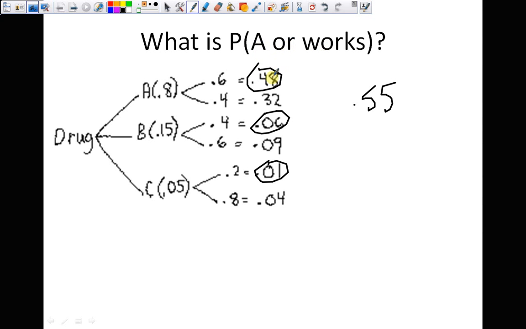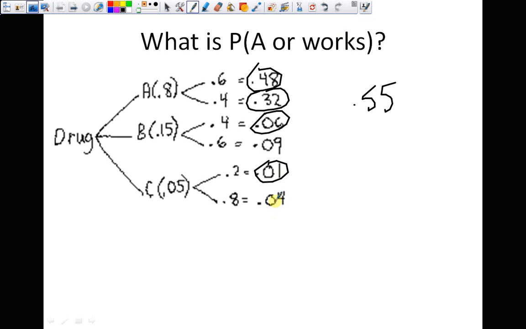So this is satisfied for 2 conditions. This one is also satisfied because it's drug A. This is works, so it's satisfied. This one is not satisfied because it's drug B and it does not work. Doesn't satisfy either one of these. This is drug C and works, so that is satisfied because it works.